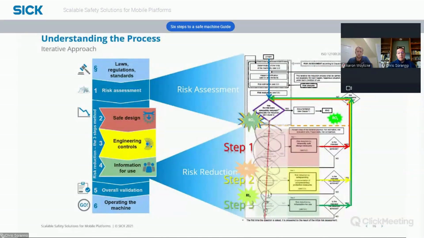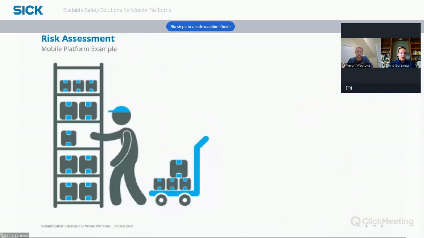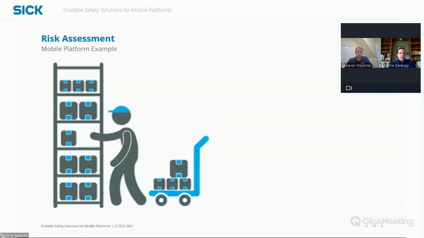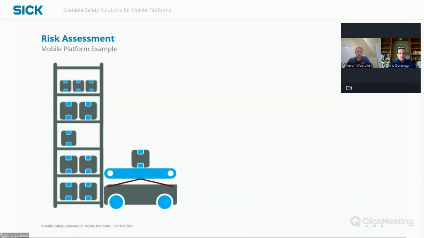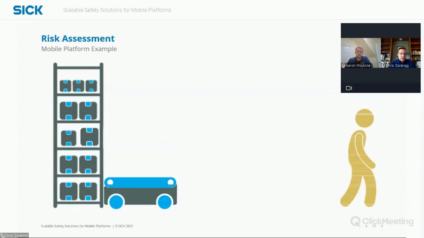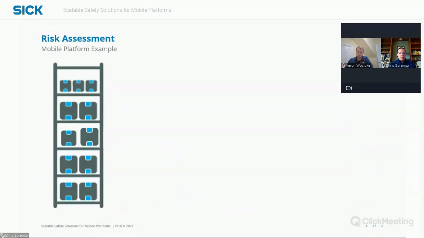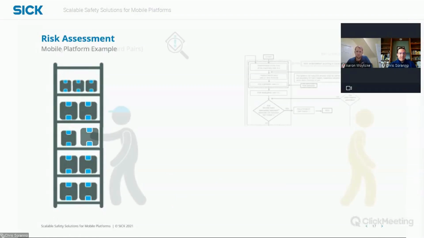So if we apply this to a real-life application, here we have a person that's manually stocking shelves, and we want to replace that. We want to automate that process with a mobile platform that's going to come in and automatically stock shelves for us. So we need to do the risk assessment on this. We also need to consider it's not just the operator who has an assigned task, but we have to consider passersby as affected personnel as well.